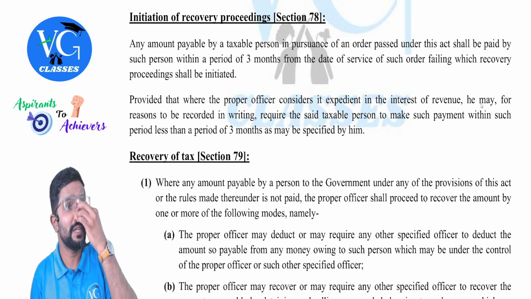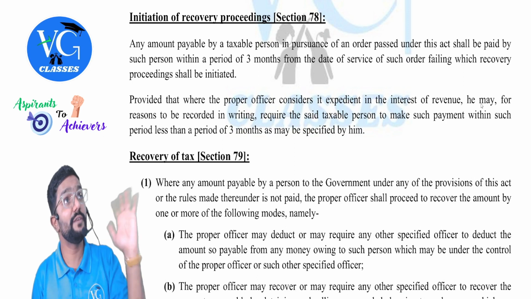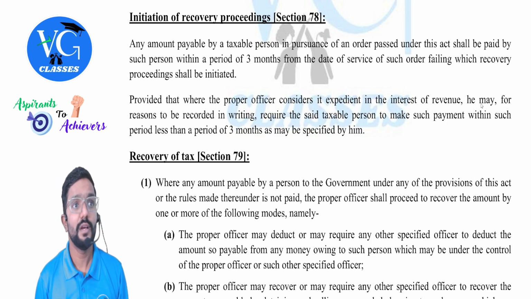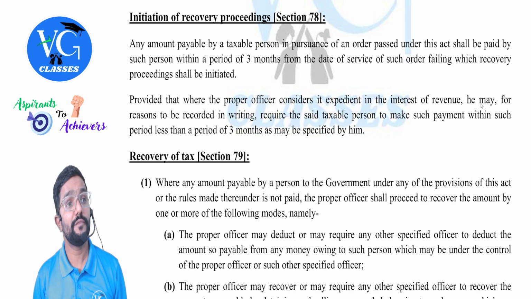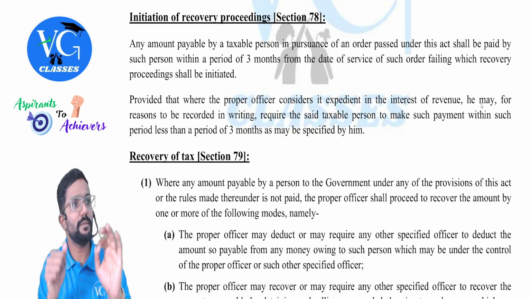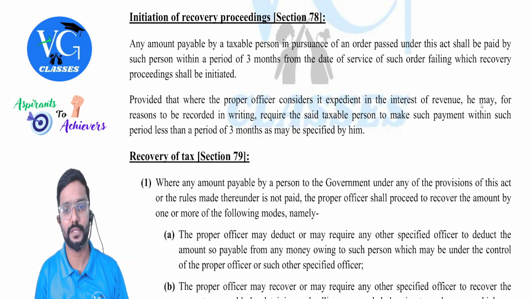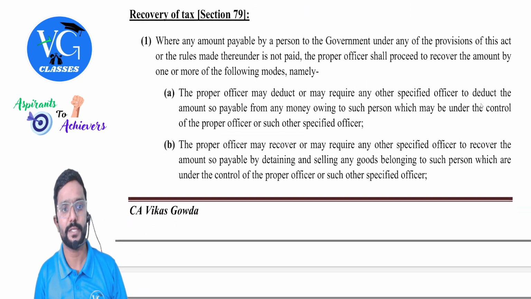Clear? Because of the Vijay Mallya case, you know. Now assume, sir, if I give 3 months time after order is passed, what if he flies away? Correct. What if he runs away? So if that is the case, can proper officer start recovery proceedings even before 3 months? Yes. Normal time is 3 months. But if required, he can start it before 3 months to protect the revenue of the government.